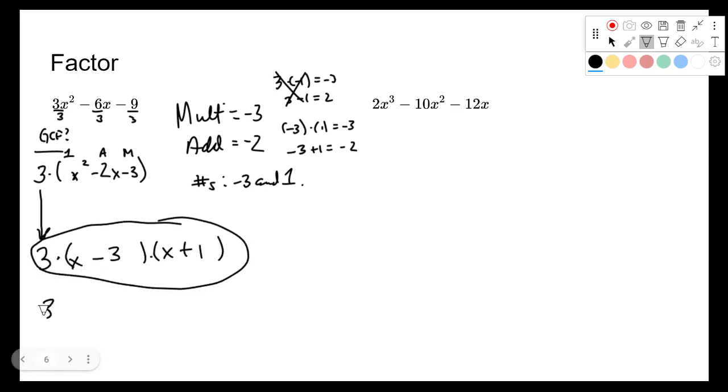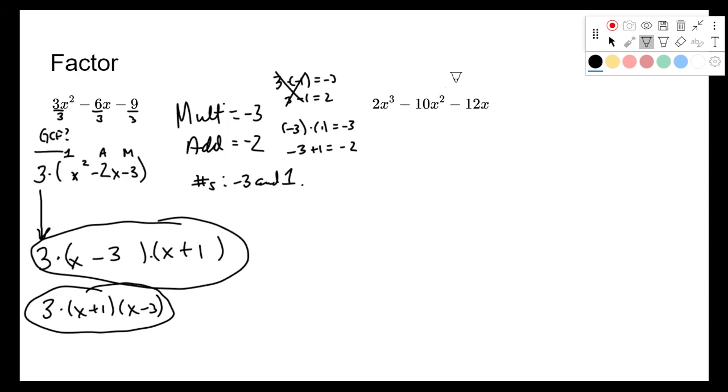This is all done. You also could have done x plus 1 times x minus 3 with the GCF out there in front as well. This is also acceptable. It's also the correct answer. And again, if I were to distribute all this, I'd get back to 3x squared minus 6x minus 9.